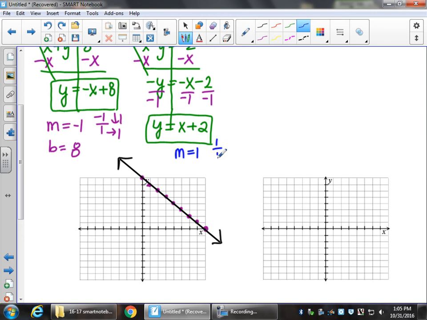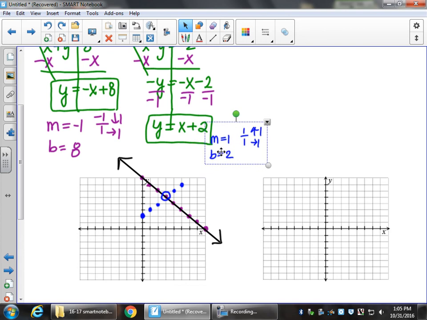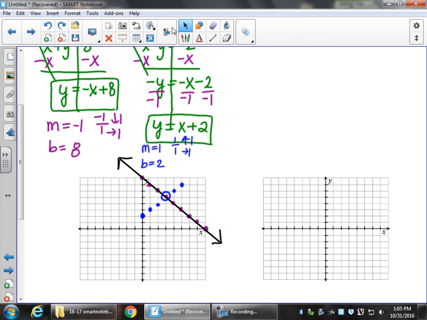Now for my second line, m equals 1. Again, 1 as a fraction, 1 divided by 1. So this will be up 1, right 1, and b is 2. So I go to 2, and I'm going to go up 1, right 1, up 1, right 1, up 1, right 1. When you hit the point of intersection, feel free to circle it. Make it stand out. Up 1, right 1. As soon as you hit it, maybe just 1 or 2 more points will do. And then we can draw our nice, neat line using our straight edge.